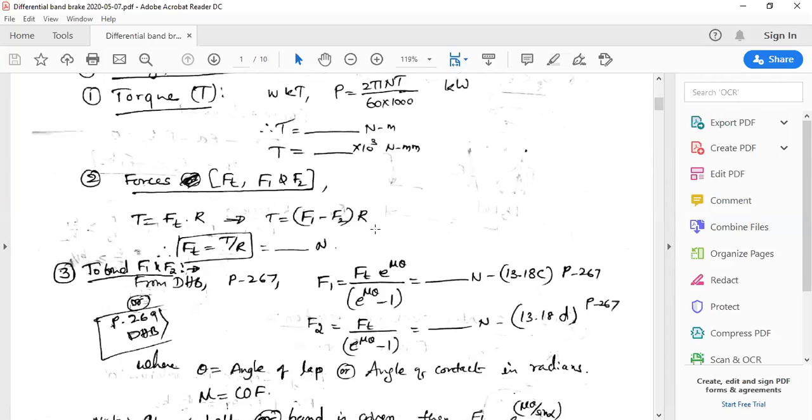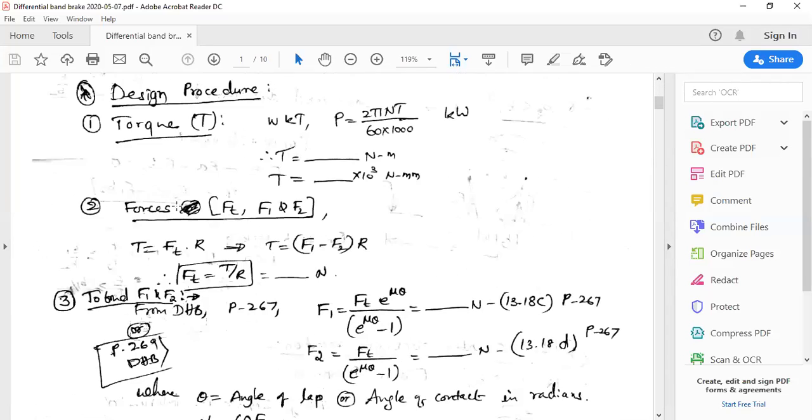In case of differential band brake, similar to the simple band brake, the first step is to calculate the torque. Torque is calculated by using the fundamental expression P is equal to 2 pi nT divided by 60 into 1000. With the help of this, you will get the torque in Newton meter, then it is to be converted into Newton mm. Then you have to proceed with the calculation of forces. Ft is to be calculated by using the T by R ratio.